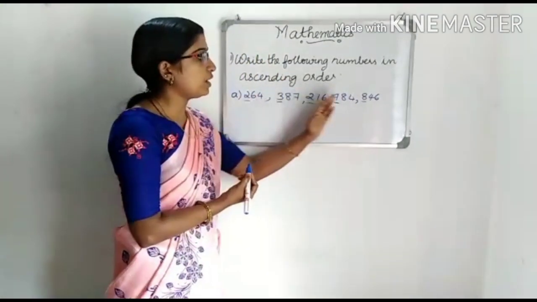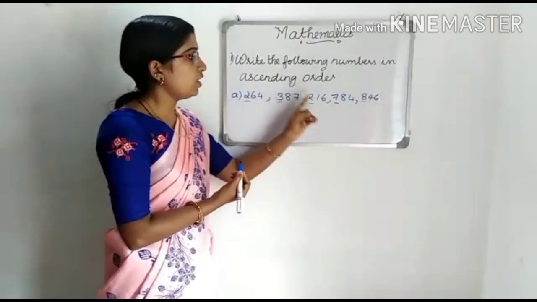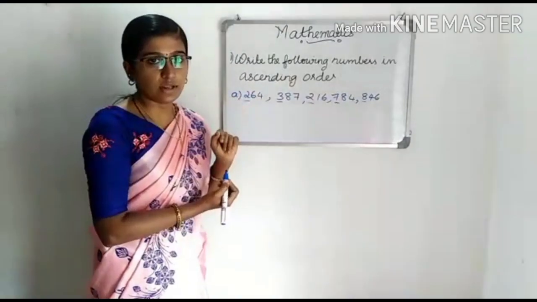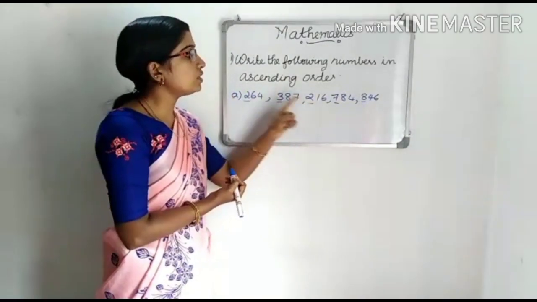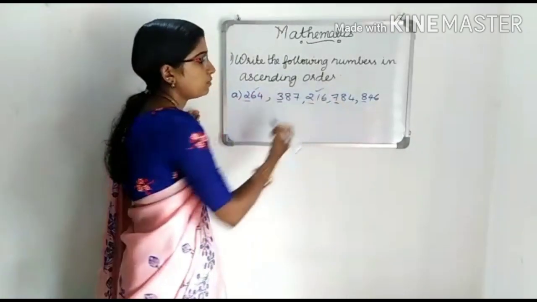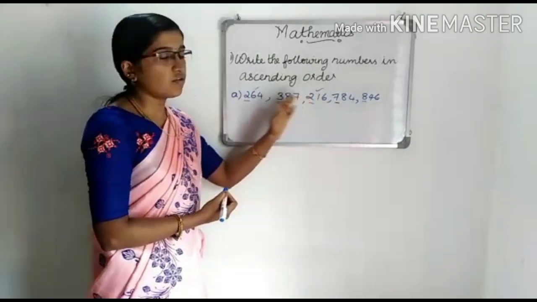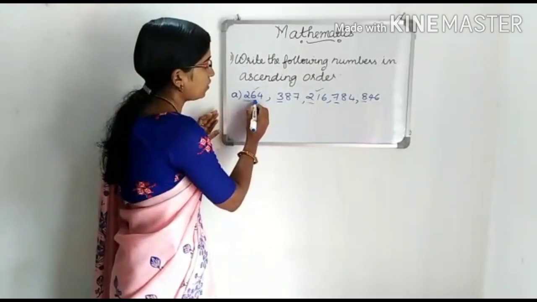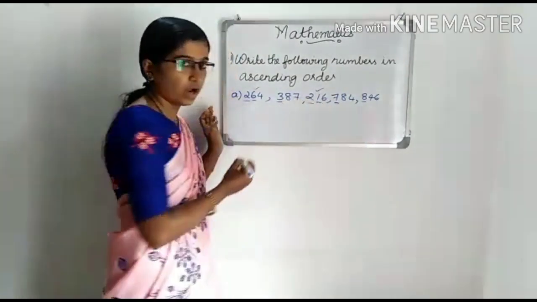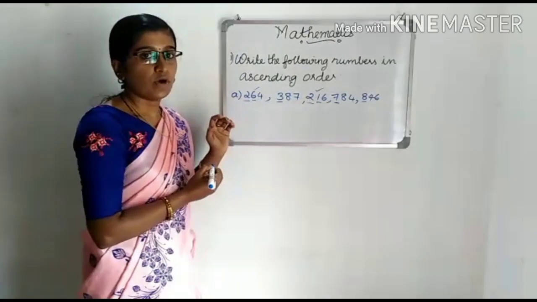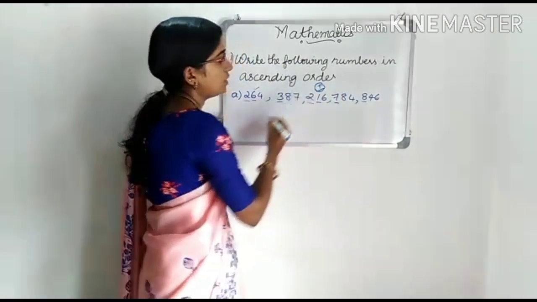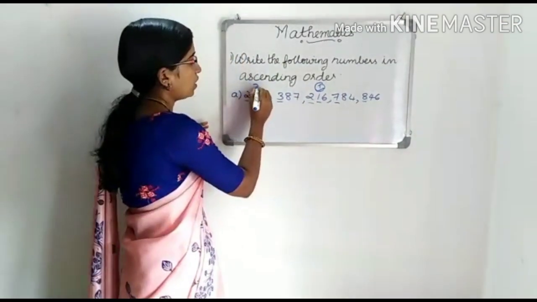So we can compare these digits 2, 3, 2, 7 and 8. Out of these 5 digits, the smallest digit is 2. So there are 2 numbers with digit 2 in the hundreds place. So we can compare those 2 numbers. Since the hundreds place are same, then we should compare the tens place. In 264 it is 6 and in 260 it is 6. So which is smaller? 1 or 6? Yes, 1. So the first number is 260 and the second number is 264.